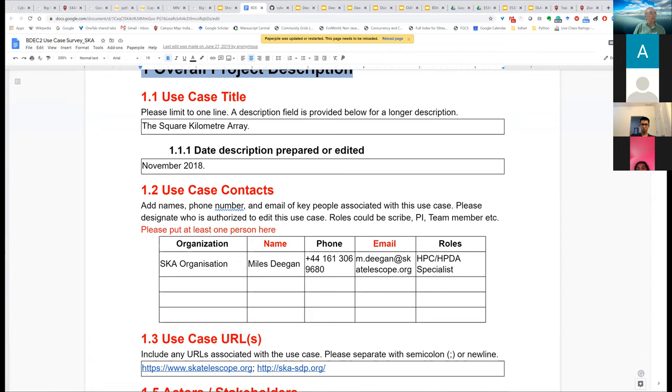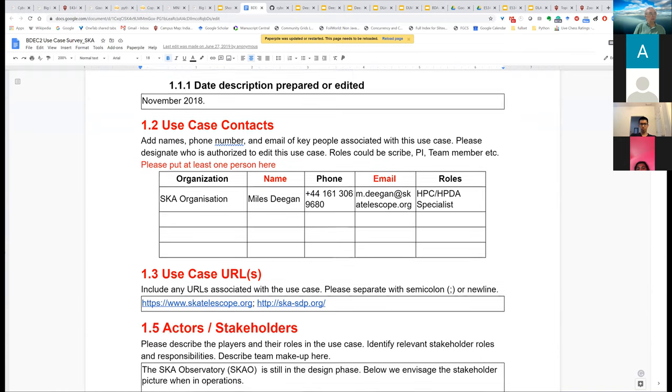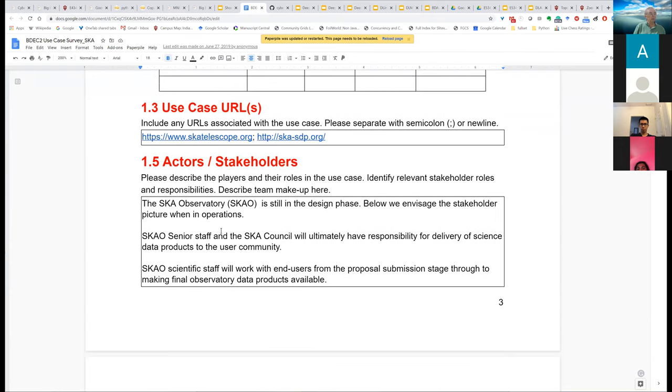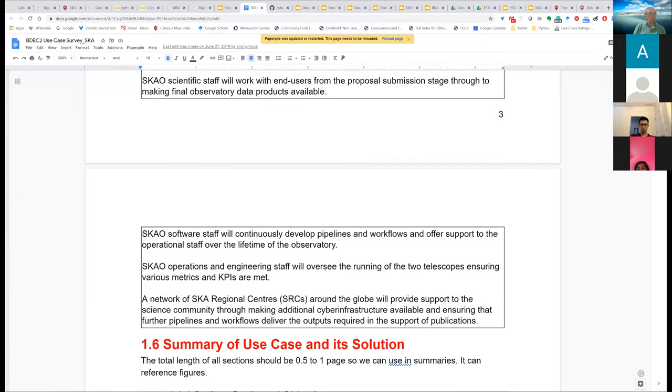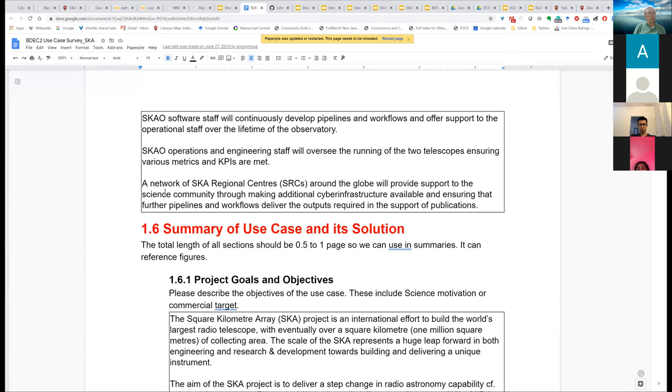And so you can see here the name of the project, the time, November 2018, and that Bjorn Miles Deegan filled in this document. He gives URLs, and here he describes the so-called stakeholders. The SKA is an international organization, and the observatory is still being built in Australia and South Africa. The lead organization is Jodrell Bank, which is the radio astronomy headquarters in the United Kingdom. And like the Large Hadron Collider, it has a whole set of regional centers around the world, because this is a worldwide collaboration. Those regional centers host some of the data and do the processing.